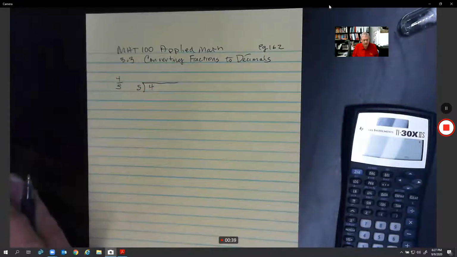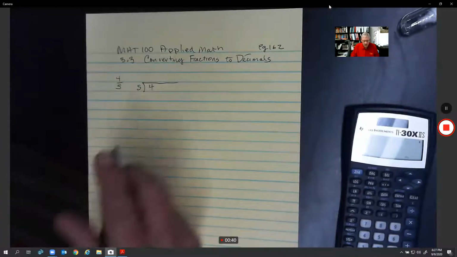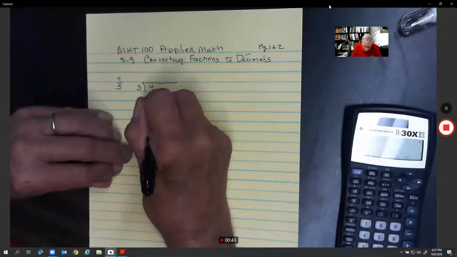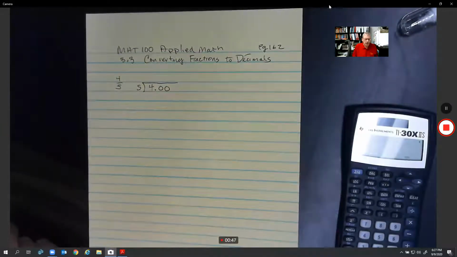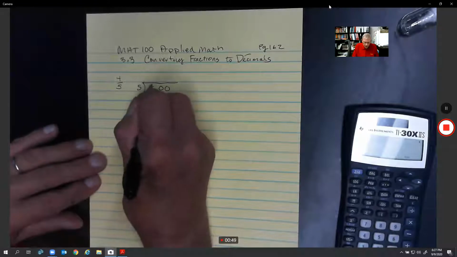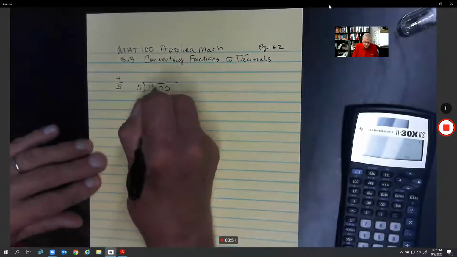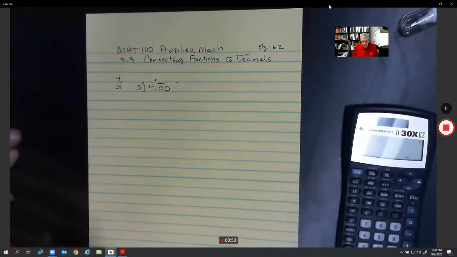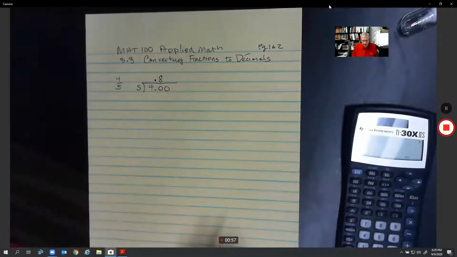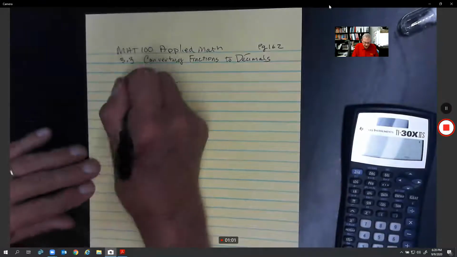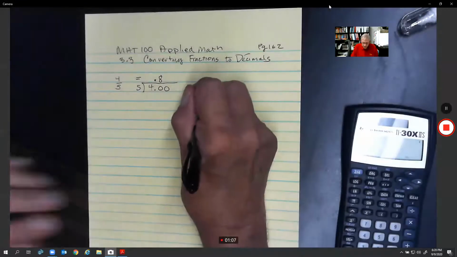Because 4/5 is less than 1, we want a decimal answer, a number that's going to come out smaller than 1. Now, 5 can't go into 4, so let's bring up our decimal point. 5 can go into 40 8 times. So 4/5 and 0.8 have the same value. They mean the same thing. Let me give you an example.